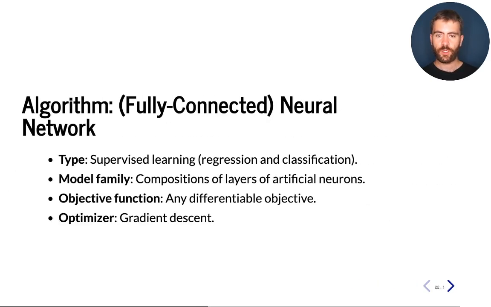To summarize, I have defined a new algorithm called a neural network. The examples that I gave were fully connected because they all used dense layers, and there are other types of neural networks which do not use these fully connected layers, and we will see a few examples later on. But essentially, these are algorithms for supervised learning, both regression and classification, and they are optimized using gradient descent.